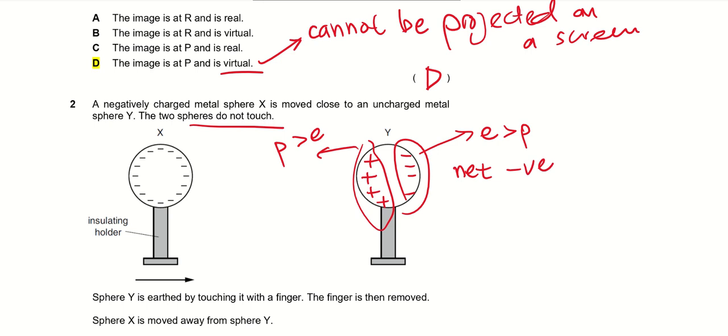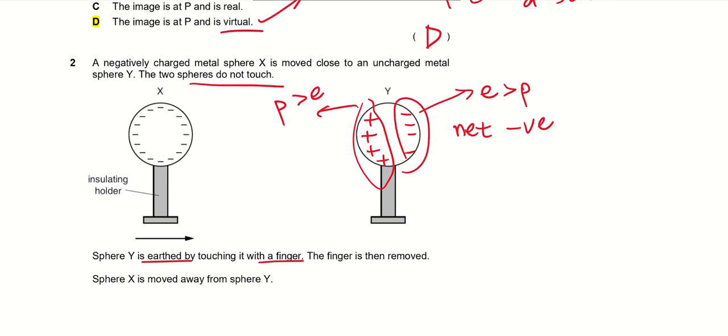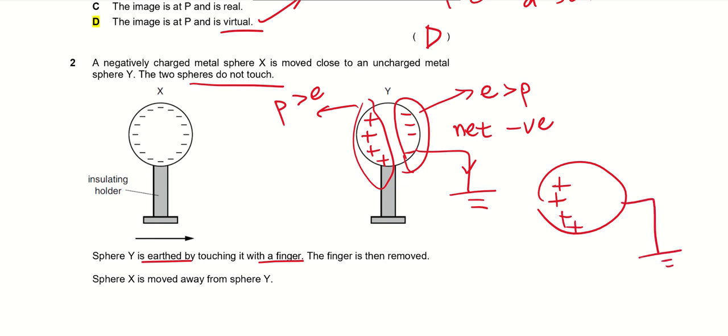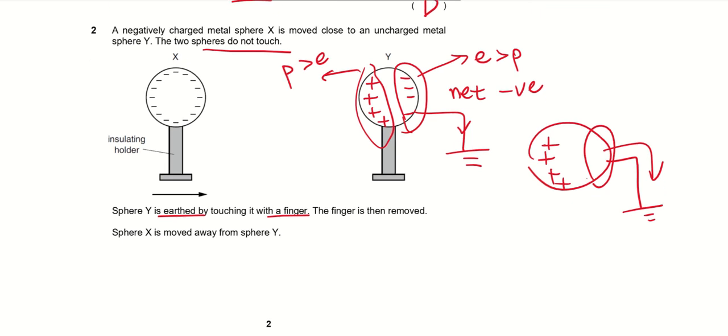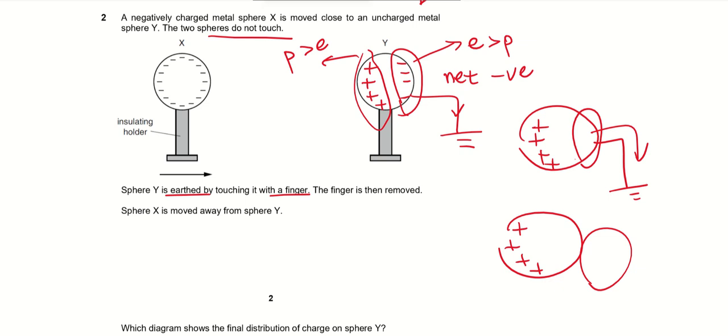Okay, and then the question tells us that it is earthed by touching it with a finger. Once I earth it, it's connected to Earth, and all these excess electrons will move down into Earth. So after it's earthed, it will look something like that. Where did all the electrons go to? They went down to the Earth. The finger is then removed, so I will draw the next diagram. If it's removed, it will still look like that. Now there's no more earthing. But why is it that there's still a net positive charge? Because X is still around.